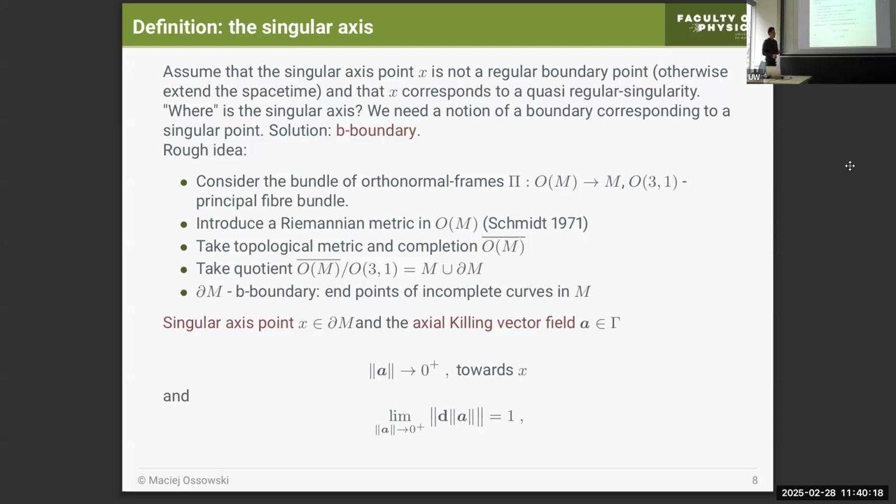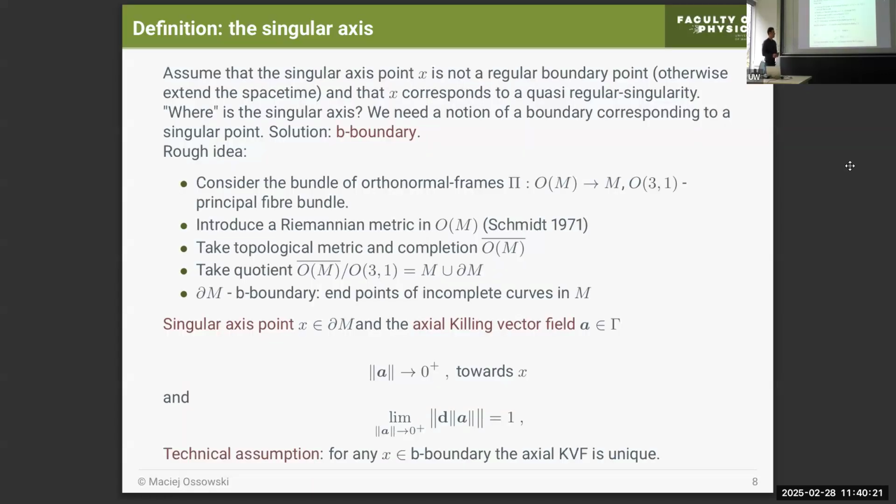So they have to be really defined as a pair; we cannot separately define the axis and the axial Killing vector field. And here's a technical assumption. What could happen is that for some points in the B boundary, you could find multiple axial Killing vector fields, so multiple Killing vector fields which satisfy these two conditions. If this were the case, then this definition would have to be refined even further to exclude those cases. So for now, we suspect that this relation is unique, and I will be working under this assumption.